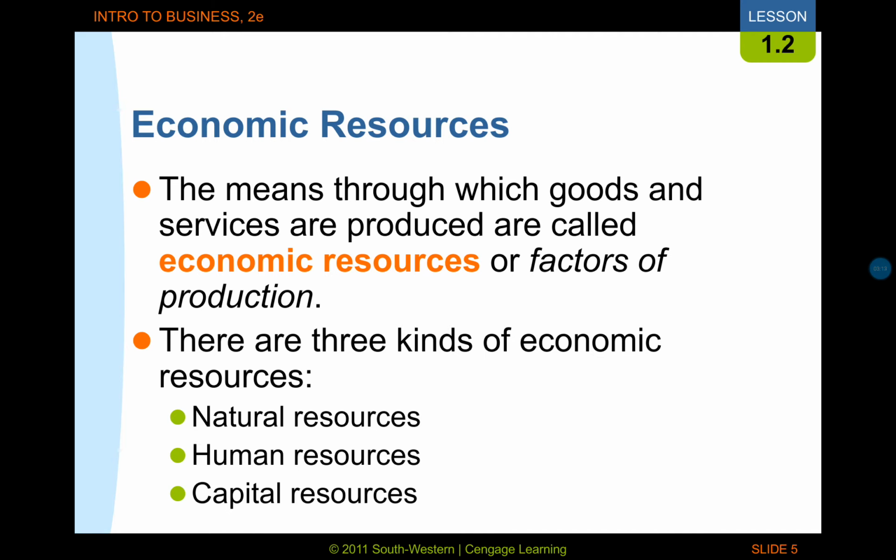Natural resources are just that. They're natural. So like our earth, water, oil would be a natural resource. Iron, coal, those type of things. Those are our natural resources.